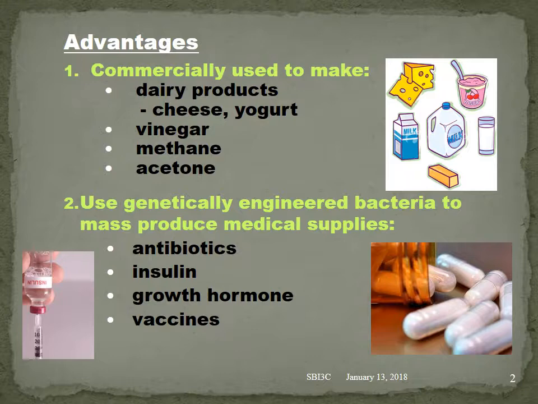Some of the other things that we use them for are to make vinegar, methane, acetone, and we also use genetically engineered bacteria specifically to mass produce medical supplies, and this has a huge impact on us. So making things like antibiotics, insulin, growth hormones, and vaccines. Not very long ago, if you were diabetic, the insulin your doctor prescribed would have come from a pig. And if you required a human growth hormone, for instance, it would have come from a human cadaver.